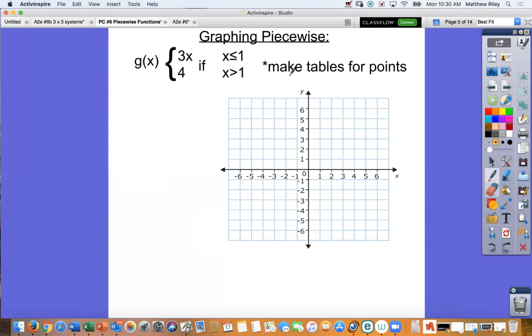So it says make tables for points. I'm going to show you guys what this means. Again, this doesn't matter if it's f of x, g of x, h of x, whatever. This is your function, your g function. So how you do this is, I only use this top equation if what? If x is less than or equal to 1.